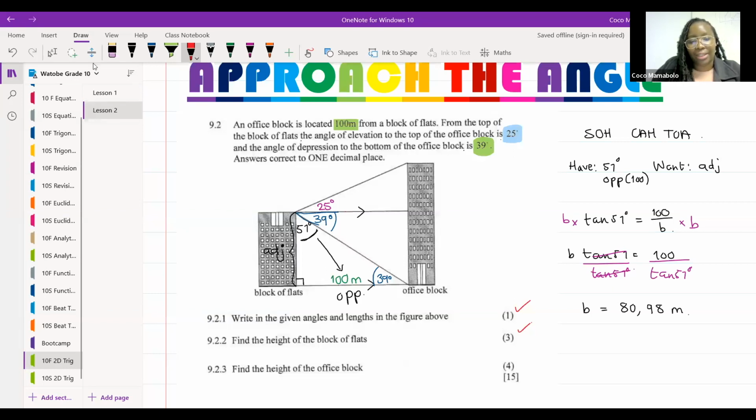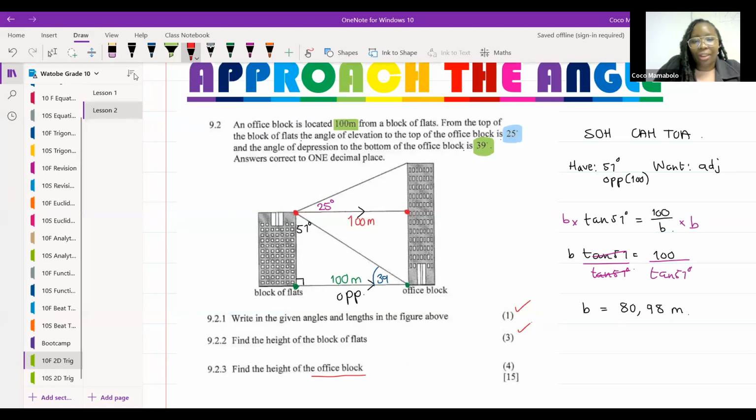But before we do that, I want everybody else to answer this question over here. Find the height of the office block. Now, I want to remind you guys, like we said, if the distance from here to here is 100 meters, what is the distance from here to here going to be? Good. This is also going to be 100 meters.